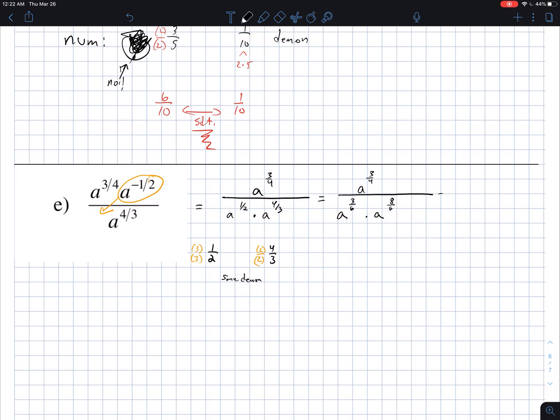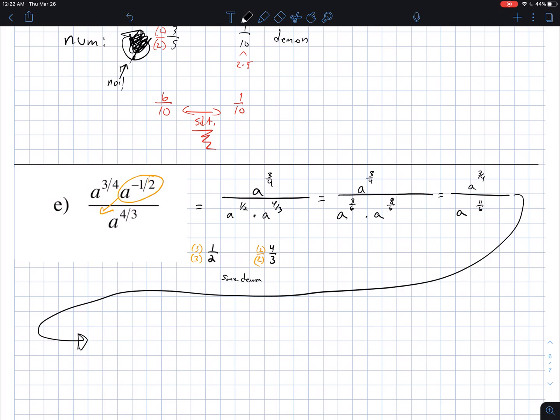And now that we have those, we can add them together, right? So this is a to the 3/4 all over a. Well, 3/6 and 8/6 give you 11/6. Okay, now we get this horrible thing, right? Because it looks horrible. So let's move it down here so I can give you guys more space and myself more space.